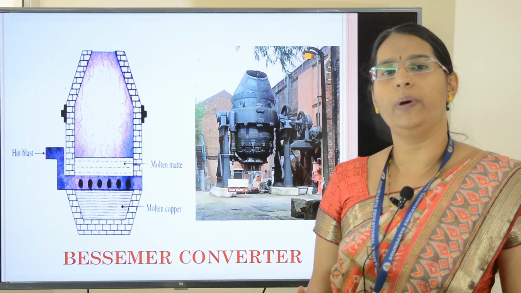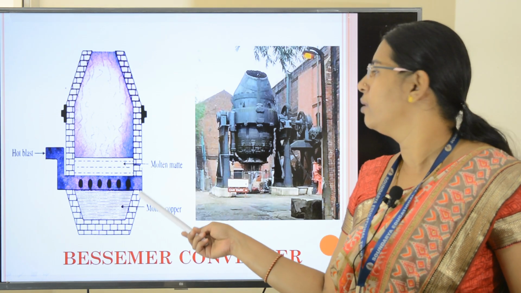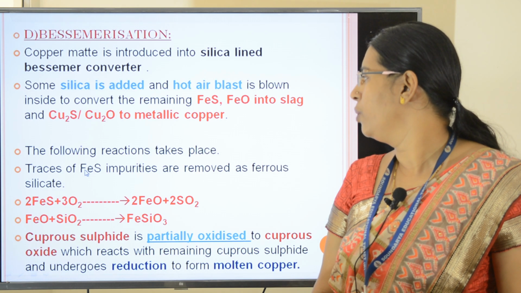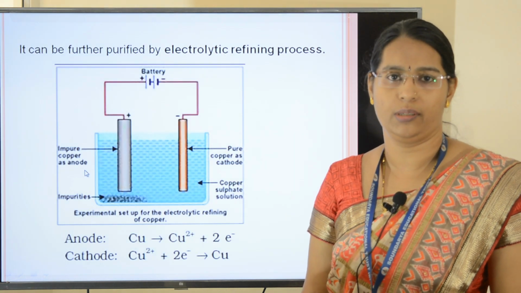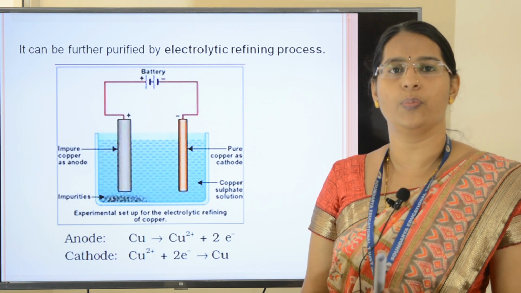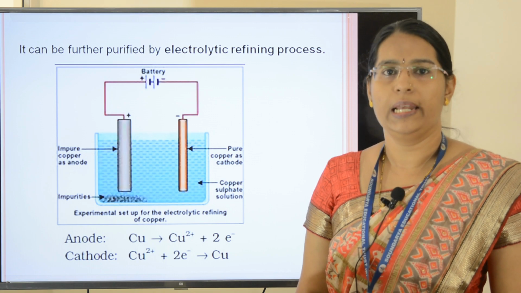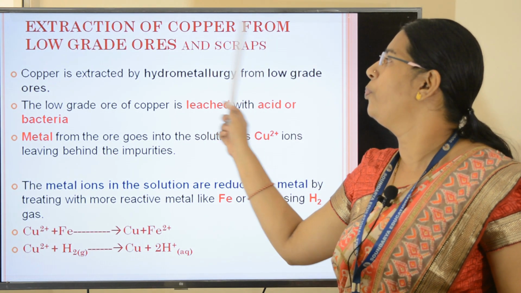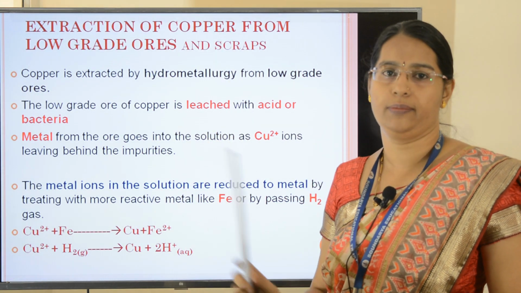Thus, the copper can be obtained in the form of blister copper in the Bessemer converter, and later it is obtained in the pure form by electrolytic refining process. Students, till now we have discussed the extraction of copper from copper pyrites. Next, let us discuss the extraction of copper from low grade ores and scraps.